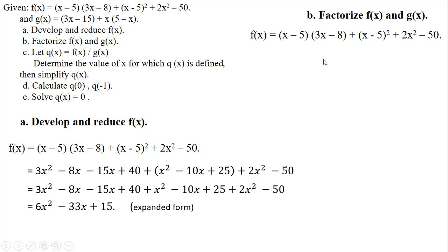Now I move to Amir. Yes, Amir, now we have the f of x. We should factorize f of x. To factorize, Amir, either we use the common factor or we use remarkable identities. As you can see here, in the first part, we have two parentheses multiplied together. In the second part, we have a parenthesis squared. In the third part, we have expanded form. So the first thing I should think about is this expanded form should be done in factorized form. 2x squared minus 50, Amir. What do you do with 2x squared minus 50? What do we have?